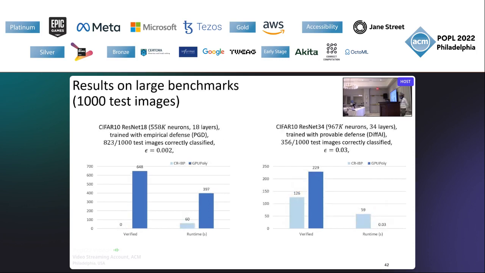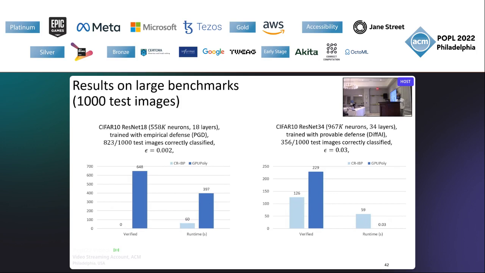Let's look at larger benchmarks. Here, both are CIFAR10 networks. On the left-hand side, we have ResNet 18, 500,000 neurons, 18 layers. On the right-hand side, we have ResNet 34, 34 layers, 1 million neurons. The left-hand side network is trained with empirical defense again to reduce the number of examples that you can create. And the right-hand side is trained with DiffAI that Matthew introduced to make the network easier to verify.